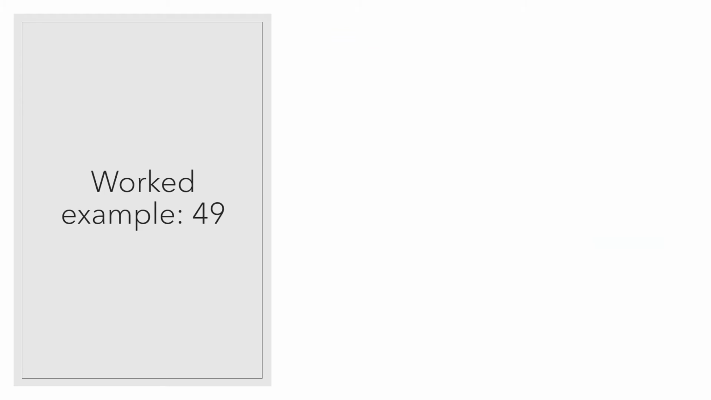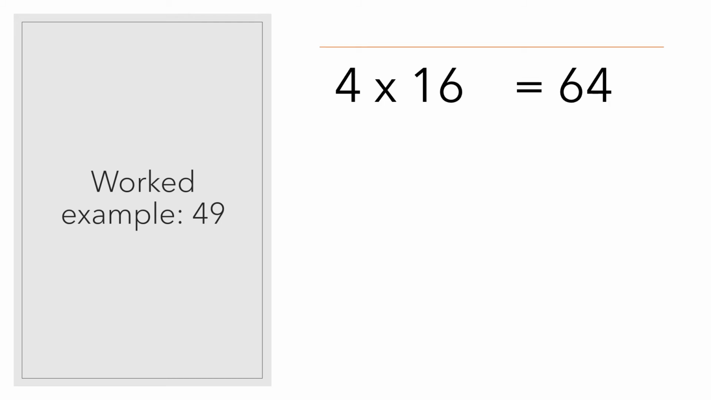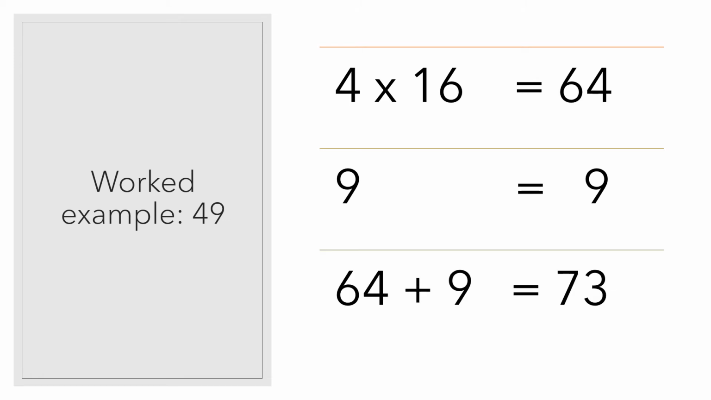So for example, what if we were given the hexadecimal number 49 and we had to convert that into a decimal number? The first value is in the 16s column, so we multiply 4 by 16. That gives us 64. 9 is in the units column, so we don't multiply it by anything, it's just 9 times 1 is 9. And then we add those two numbers together. 64 plus 9 makes 73. So 49 in hexadecimal is the same as 73 in decimal.